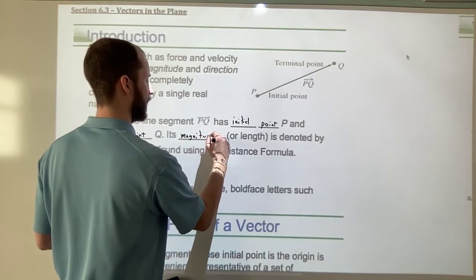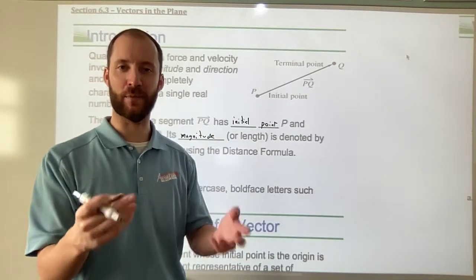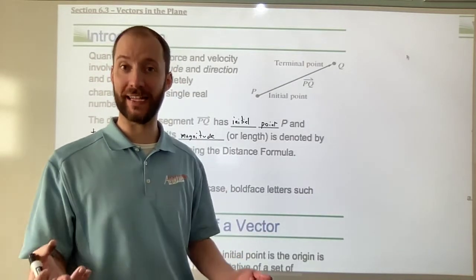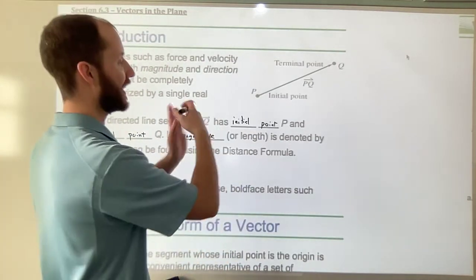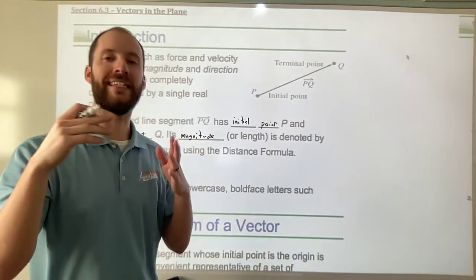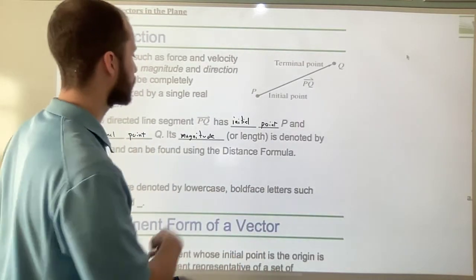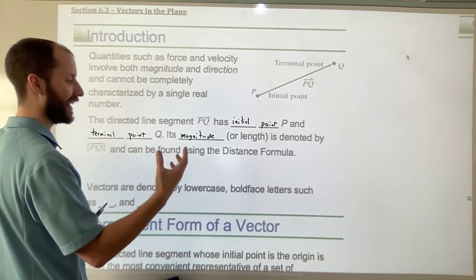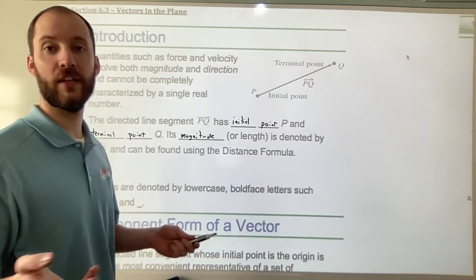Because again, how do you draw how much force is behind something? Or how do you draw how much velocity something has? So how we represent it is with length. So the longer a vector, that is symbolic of a greater force or a greater velocity. So because it's length, we can find that by using the distance formula or the Pythagorean theorem.